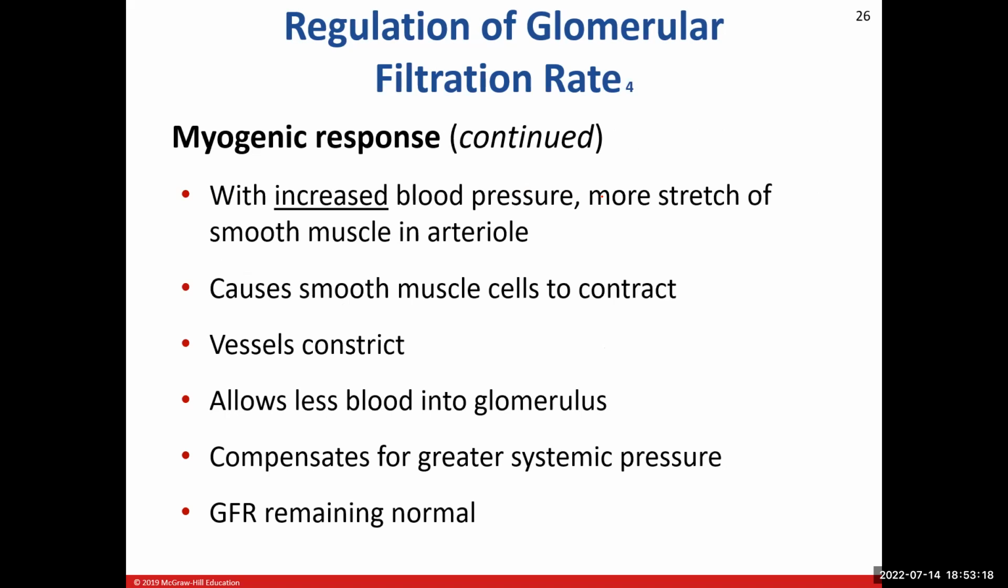On the other side of this, if we get an increase in blood pressure, we're going to see more of a stretch on the vessel walls of the afferent arteriole. What that will do is cause the smooth muscle cells to contract, and that contraction causes vasoconstriction. That will make the lumen smaller, which means less blood can enter into the capillaries of the glomerulus. Again, we'll see this happen when our blood pressure increases, like when you're running and your blood pressure goes up to 140, 150, 160 over 90 millimeters of mercury. But this will allow us to maintain that normal glomerular filtration rate.